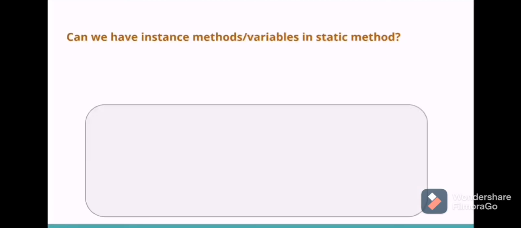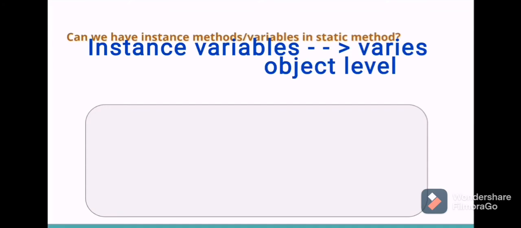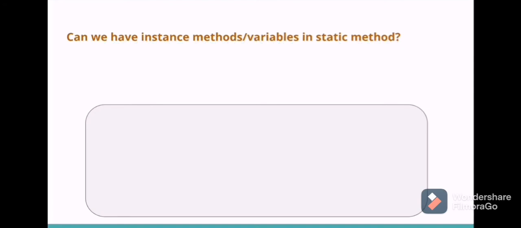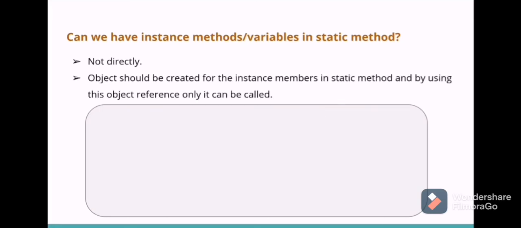Can we have instance methods or variables in static method? This instance methods or variables means it will be changing from object to object, whereas this static method is common for all the objects. So we cannot have this instance methods or variables in static methods directly, but there is a way to access them. Object should be created for this instance members in static method, and by using this object reference only it can be called. Example, we can take one class called test.